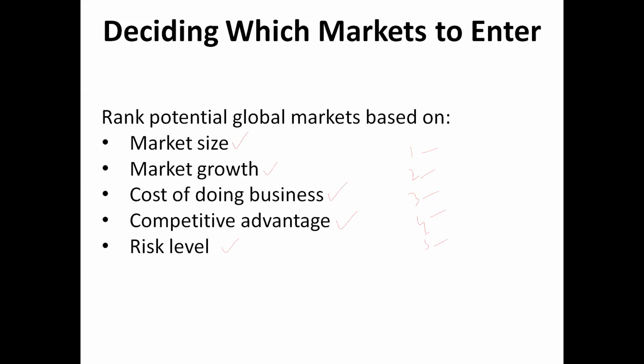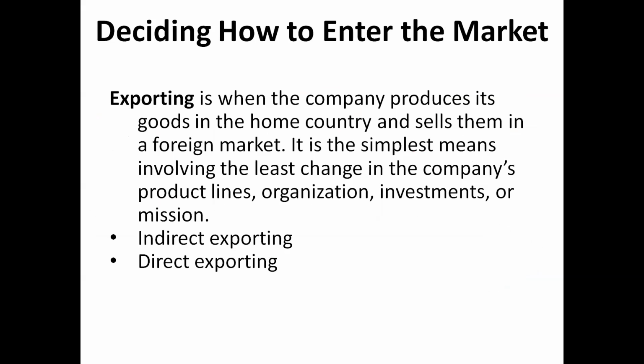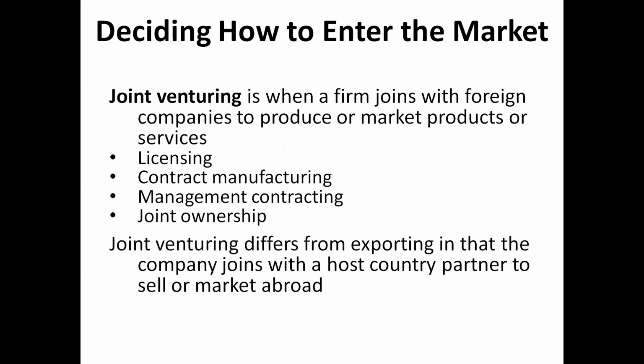Rank potential global markets by market size, market growth, cost of doing business, competitive advantage and risk level. Now deciding how to enter the market: indirect export, direct export, joint venture or direct investment, with different levels of commitment, risk, control and profit potential. The more you go in this direction, the higher the profit. Exporting is when the company produces its goods at home and sells abroad. You know indirect export and direct export.